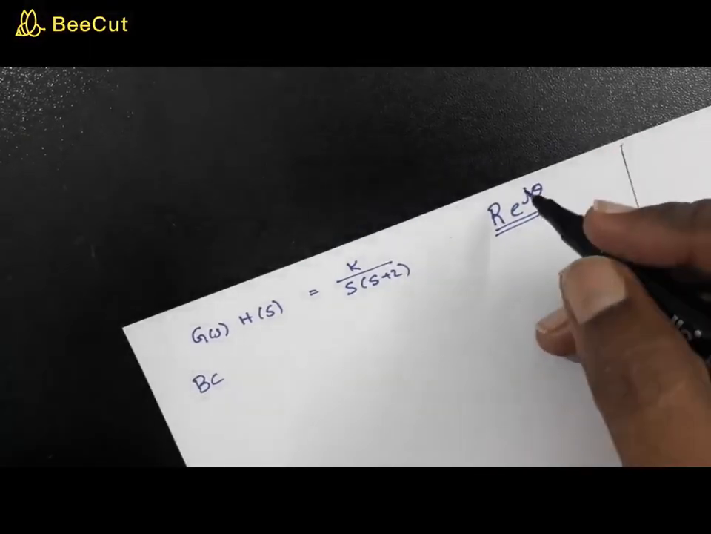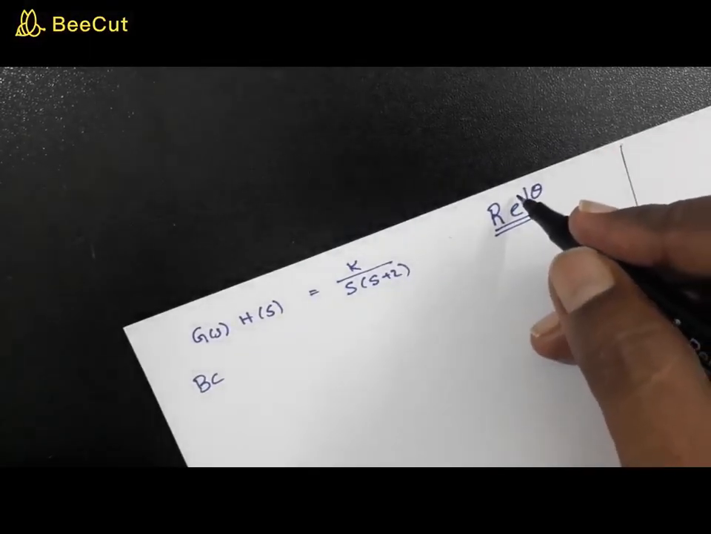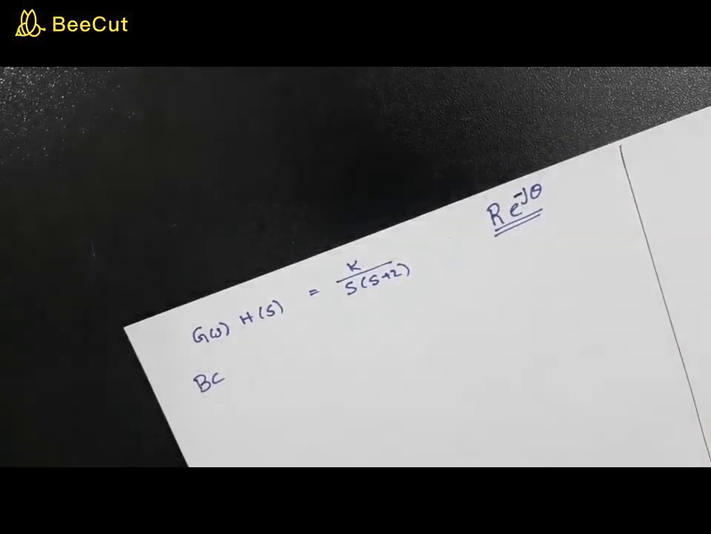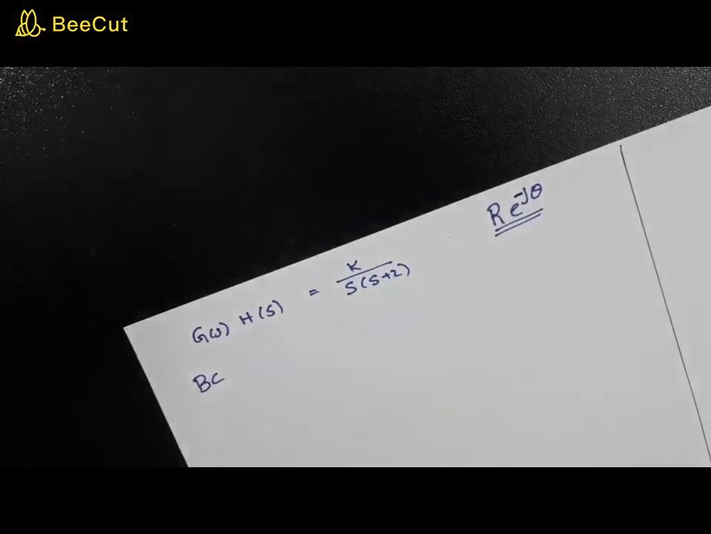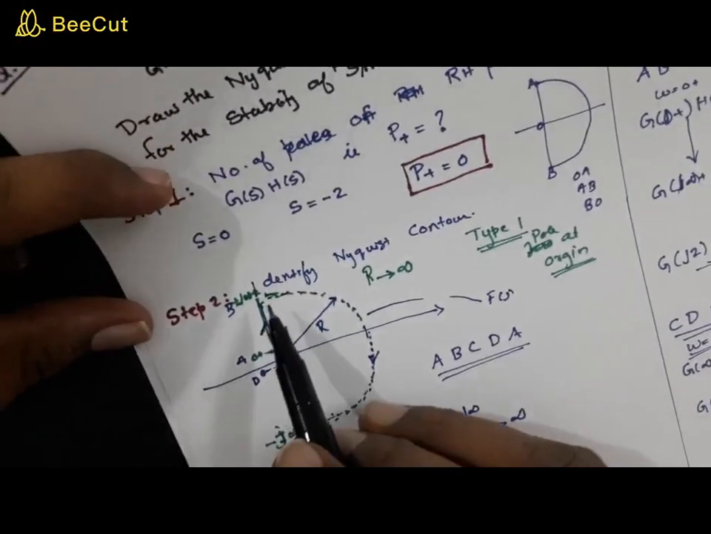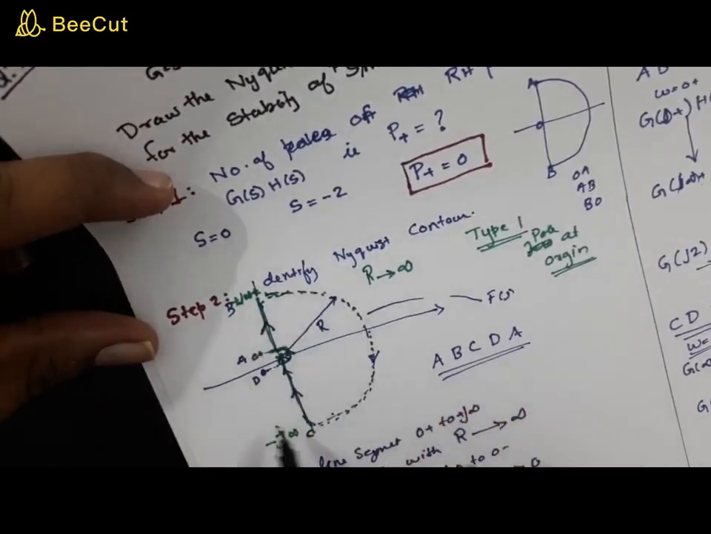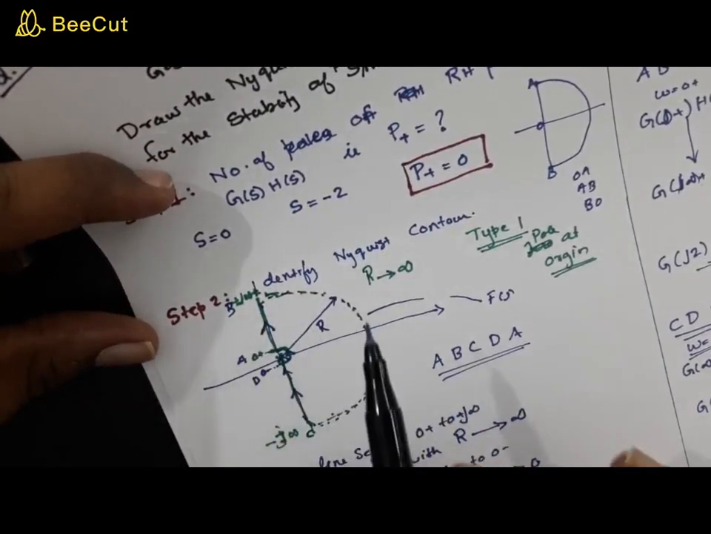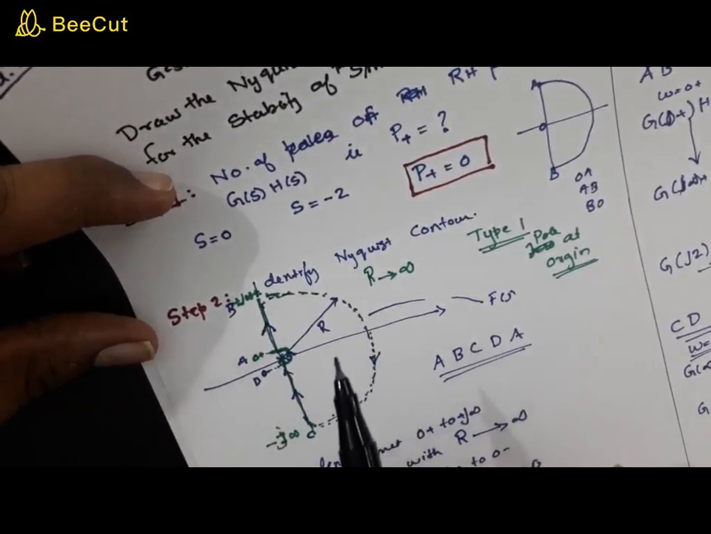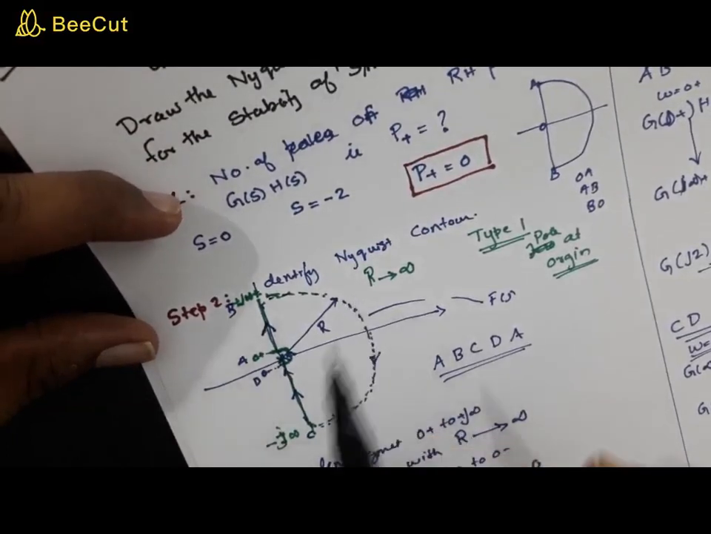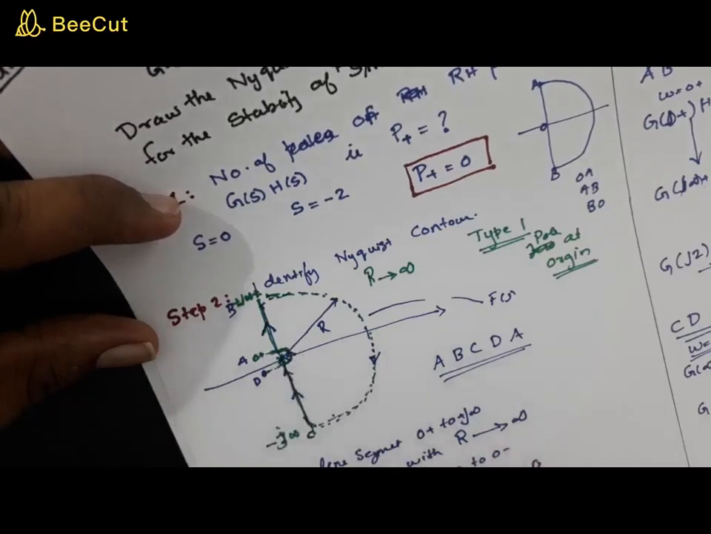Now since it is a clockwise direction circle, I am putting it as r e raised to minus j theta. It is a clockwise circle, right? So I am putting it as r e raised to minus j theta. Do I again emphasize the point? When you consider the encirclement, you need to take anti-clockwise as negative, clockwise as positive.